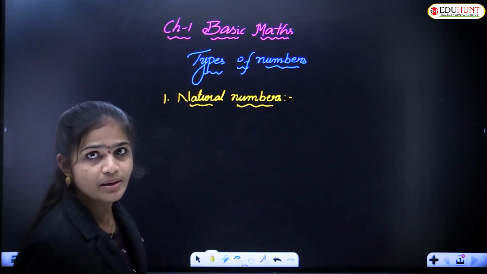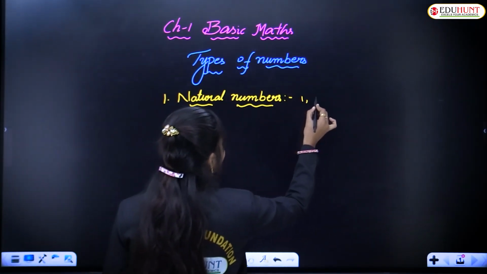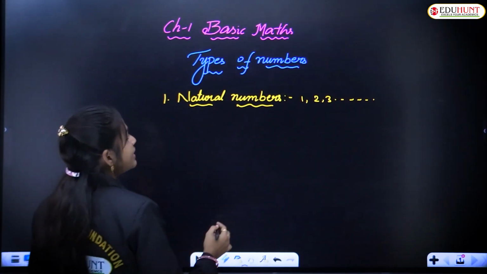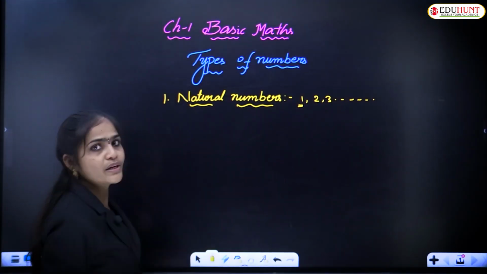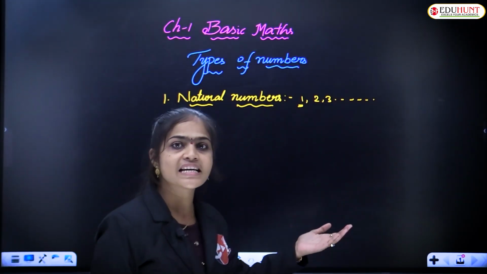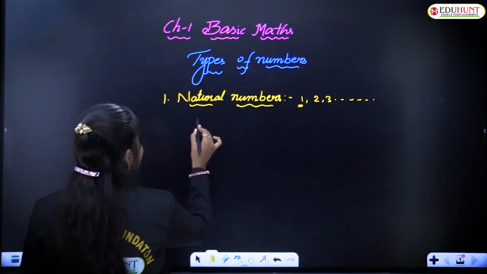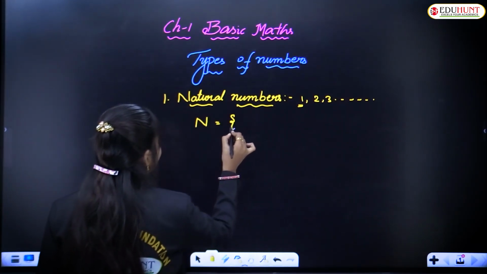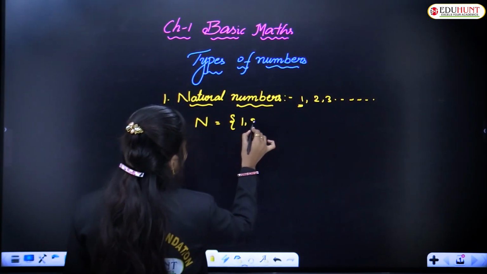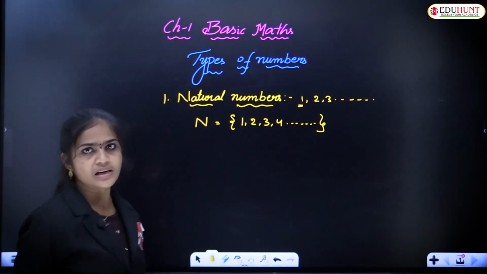Which numbers are known as natural numbers? Counting numbers, the numbers starting from 1 onwards: 1, 2, 3, 4 and so on. Here the starting number is 1 and the greatest number we don't know. The smallest natural number is 1 and the greatest natural number does not exist. The natural number set is denoted by the letter N, so N is equal to the set of 1, 2, 3, 4 and so on.